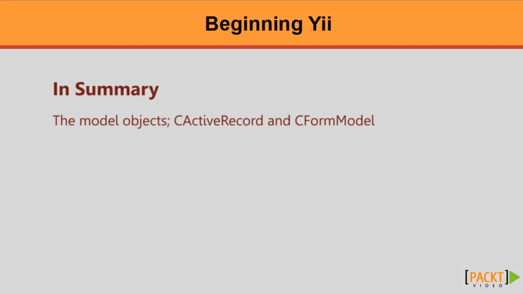So in this session, we've been introduced to the data model and its two data objects, the Yii ActiveRecord and the Yii form model. And in our next session, we'll see how the ActiveRecord object is used in real life.